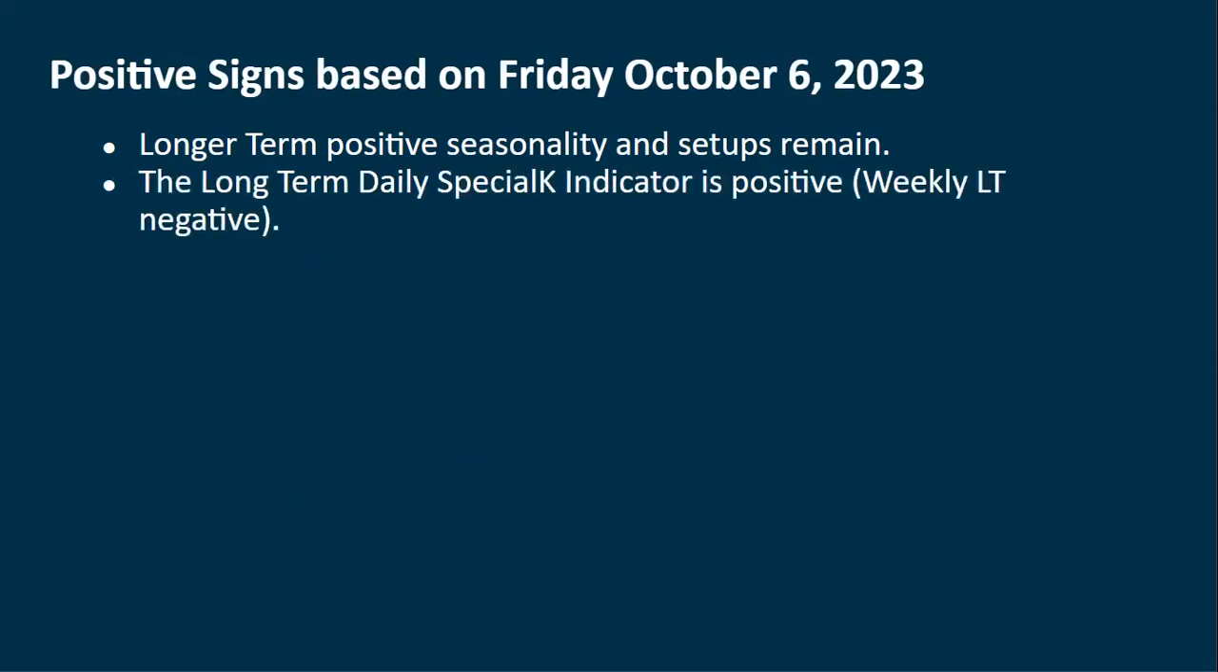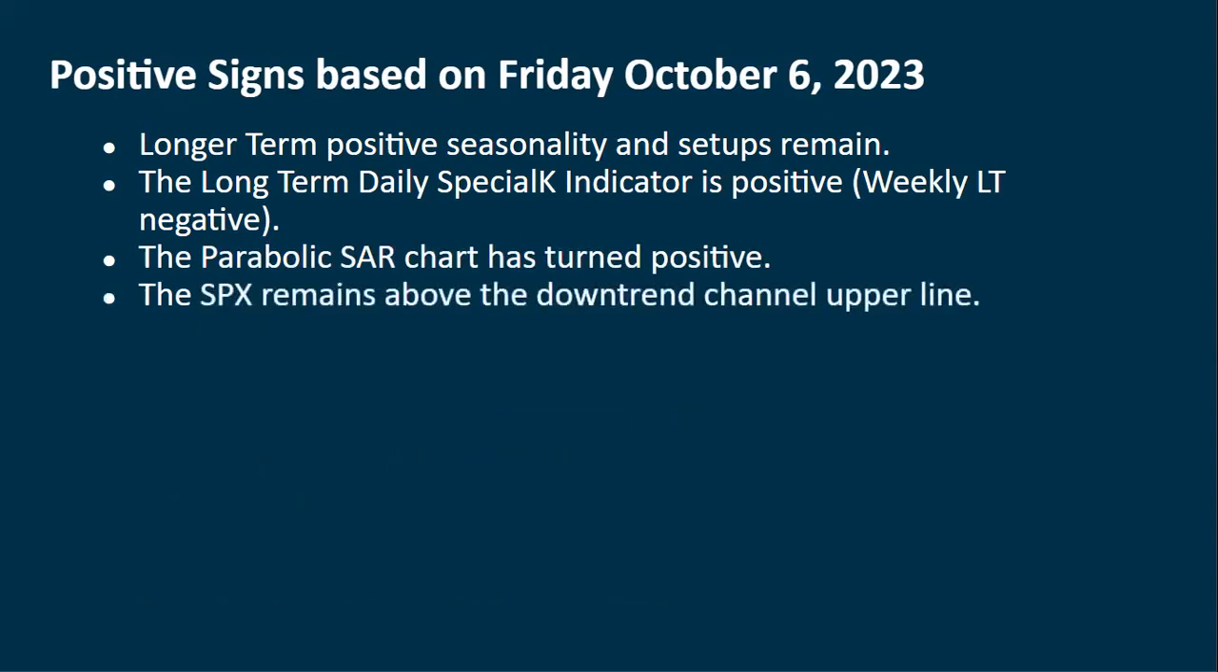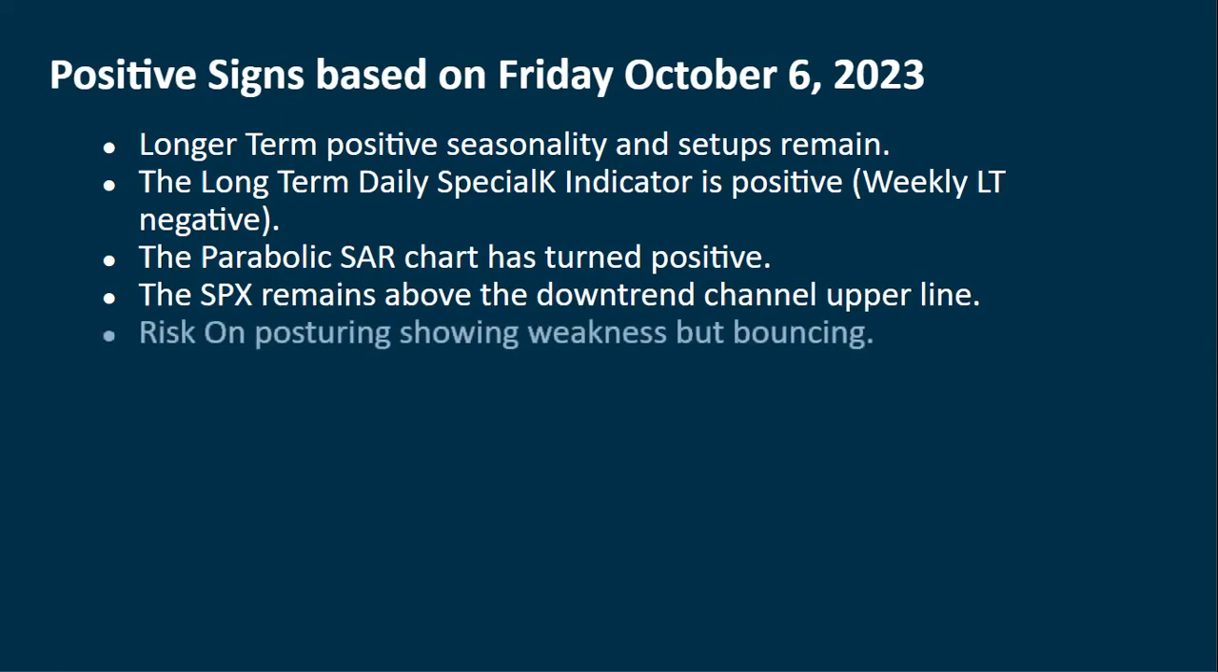The daily special K chart is in danger of turning negative, but it hasn't quite done so yet, where the weekly chart is already negative. And this was new after Friday's session. The parabolic SAR daily chart has turned positive. The S&P is still above the downtrend channel upper line. I'll be going over that chart in the deep dive video.